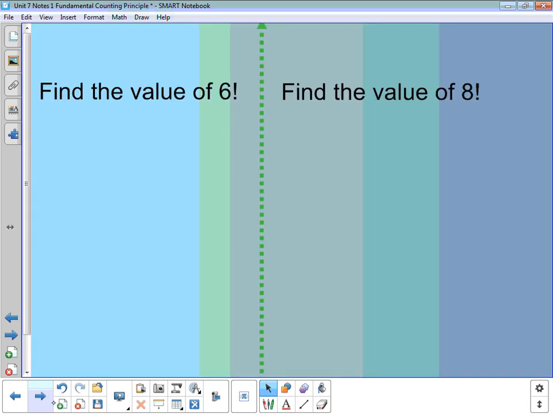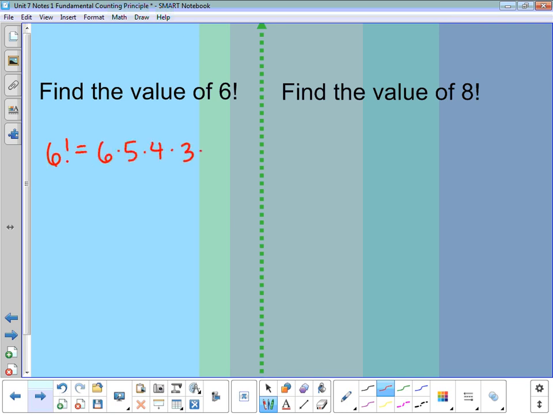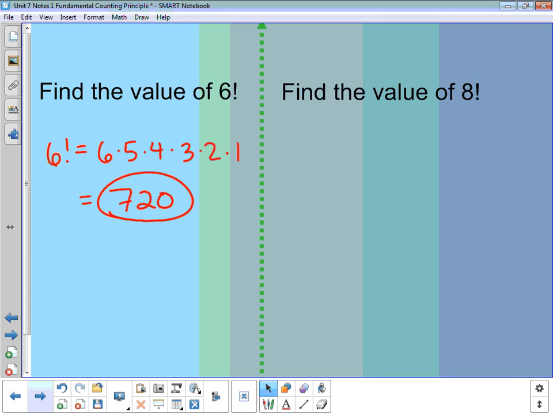Let's go ahead and find the value of 6 factorial. I have 6 times 5 times 4 times 3 times 2 times 1. And again, when I take them and find the product, I get 720. Why don't you go ahead and pause the video for a second and see if you can find the value of 8 factorial in number 6.